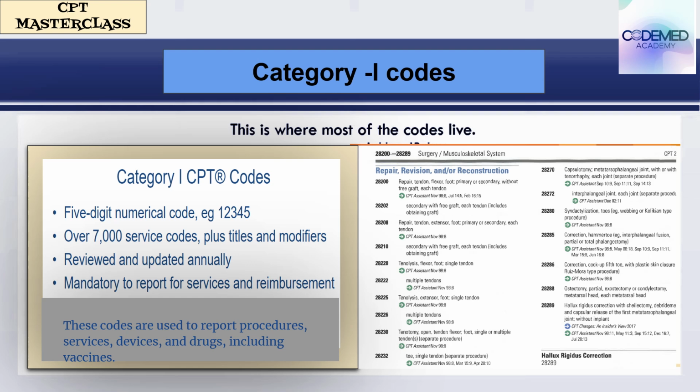Now there are over 7,000 service codes plus titles and modifiers which are included in these 90,000 CPT codes, and they are reviewed and updated annually, and it is mandatory to use these codes to report the services and for reimbursement. These codes are used to report procedures, services, and drugs, including vaccines.